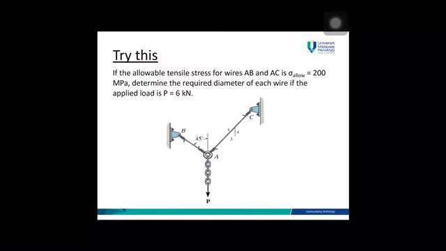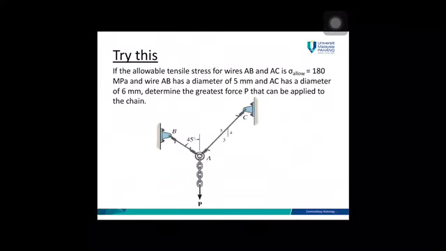Try this example. This one is pin to pin, then you can have the internal forces FCA, FBA. Then this P is given. And also this one you need to find the P. That's it for chapter 1.